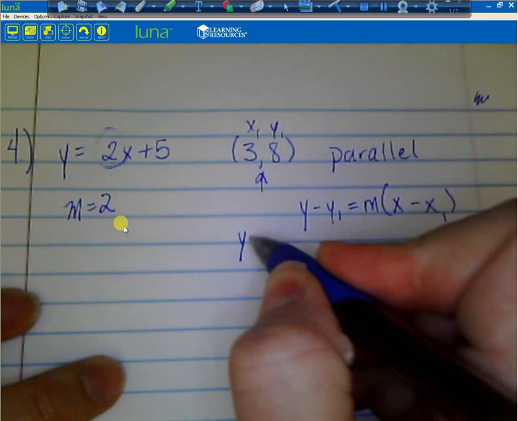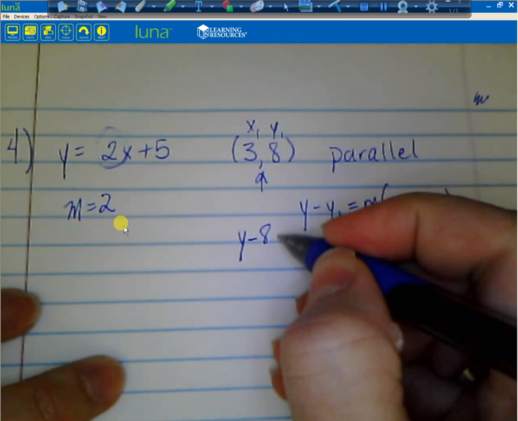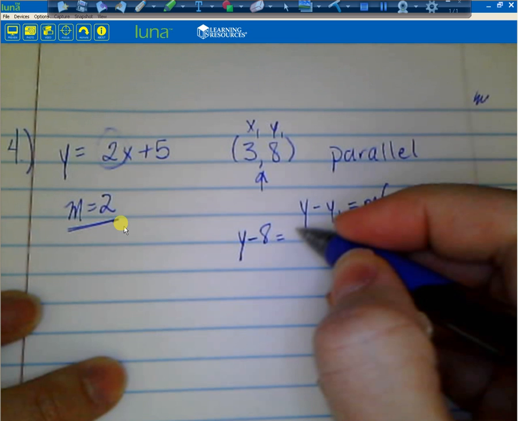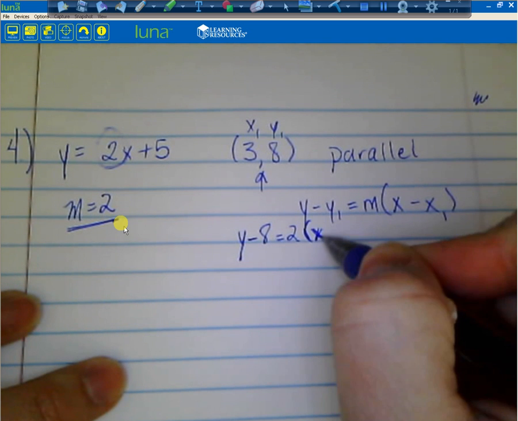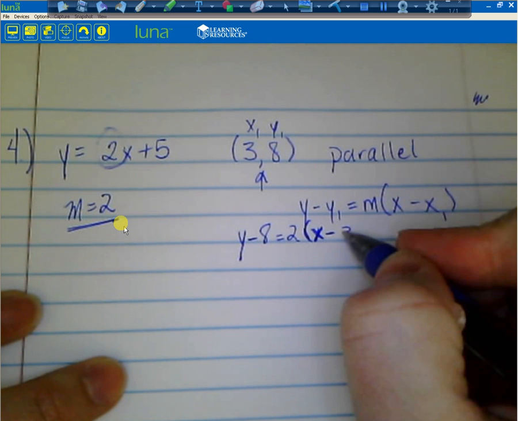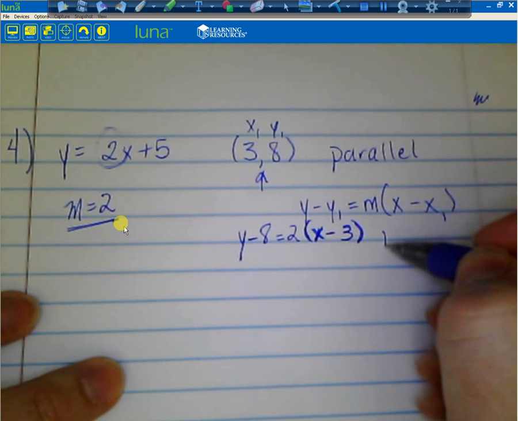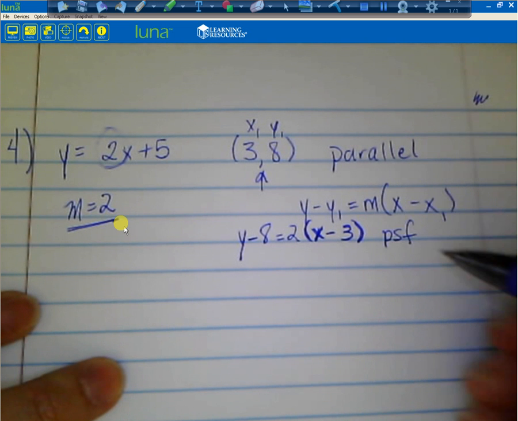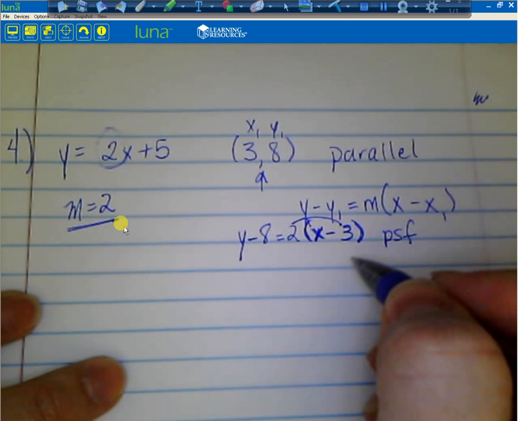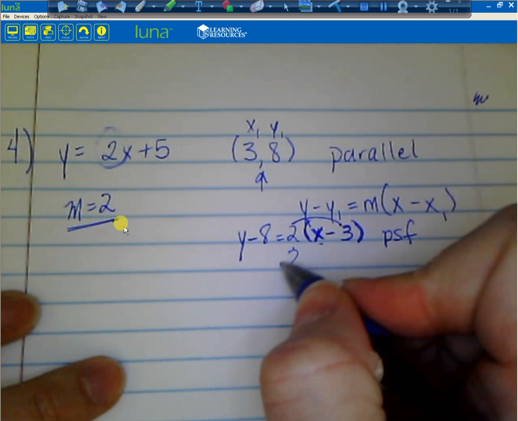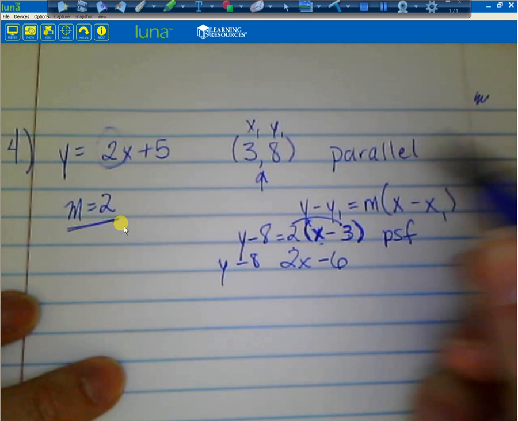Y minus y1, which is 8, equals m, and m we've already decided here is 2, times x minus my x1 here, which is 3. So this is in point slope form here. And then I'm going to go ahead and solve for y and get this in y equals mx plus b, or slope-intercept form. So 2 times x is 2x. 2 times negative 3 is negative 6. Bring down my y minus 8, my equal sign.